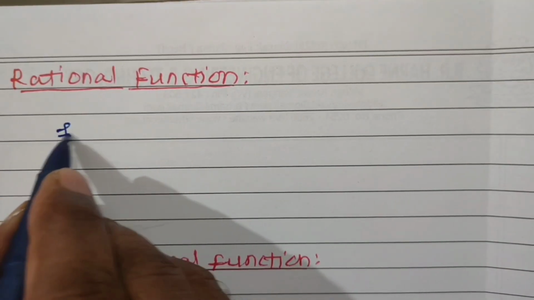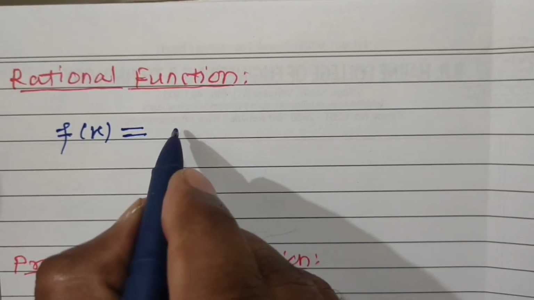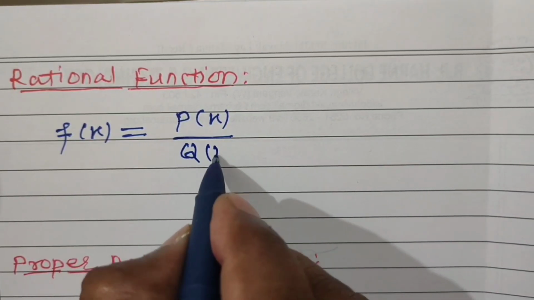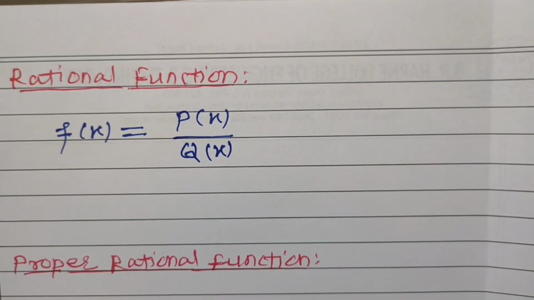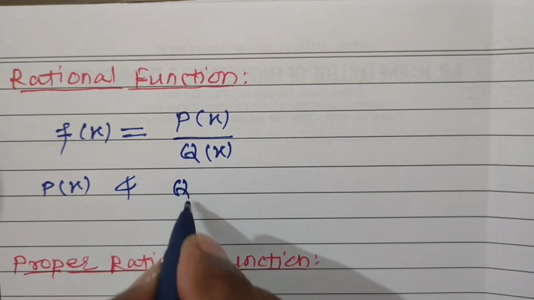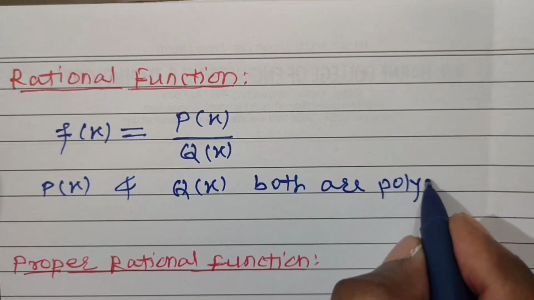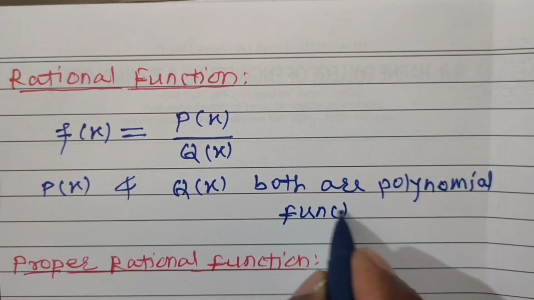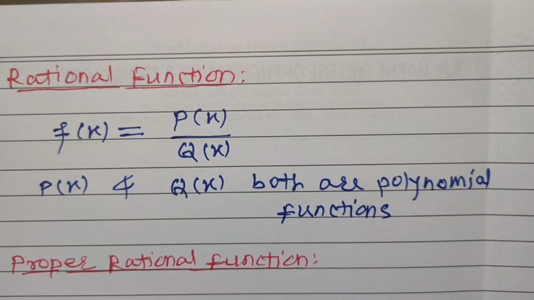A function f of x, which is expressed in the form of p of x upon q of x, is known as a rational function, where p of x and q of x are both polynomial functions. Such type of function is known as a rational function.